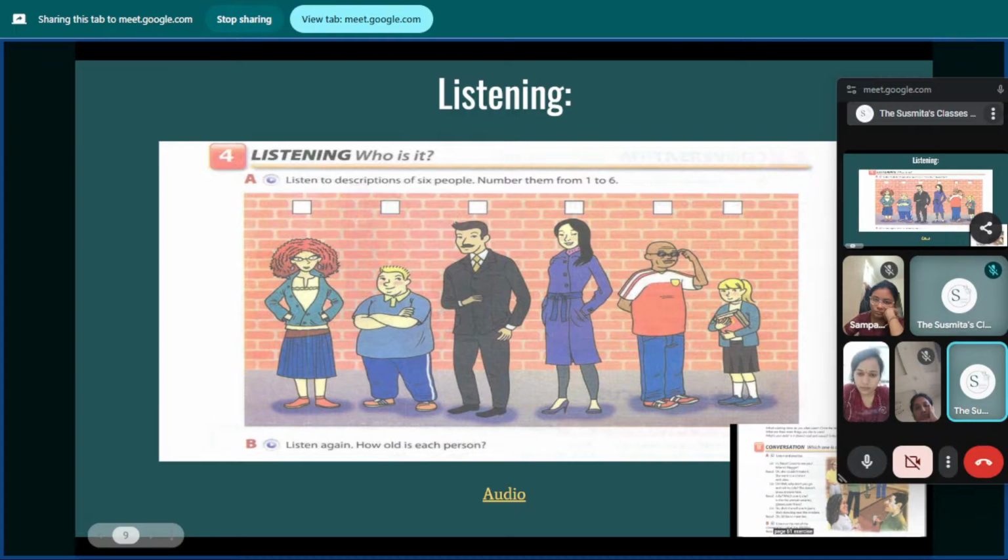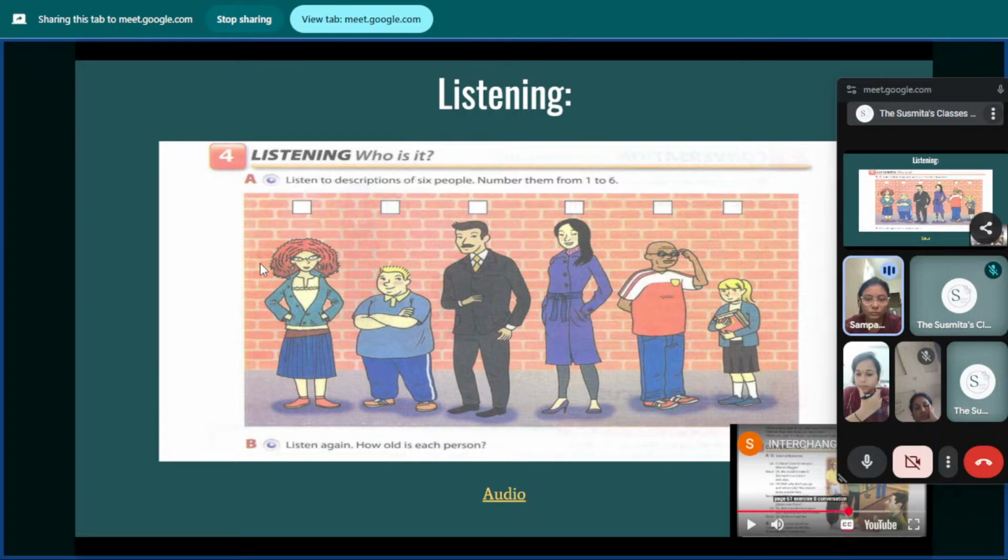Page 61, Exercise 8. Okay. Did you get all the answers? Yes. Okay. First two, Sampata, you tell me the answers. First two audios or first two people? You can tell me the audio clip number and age.